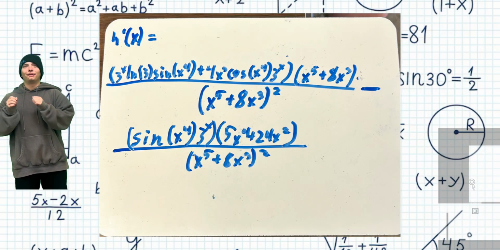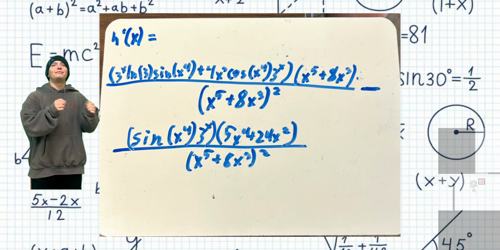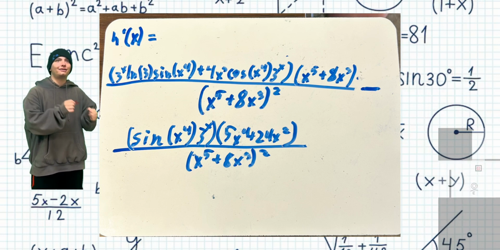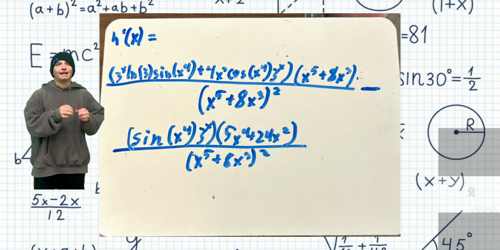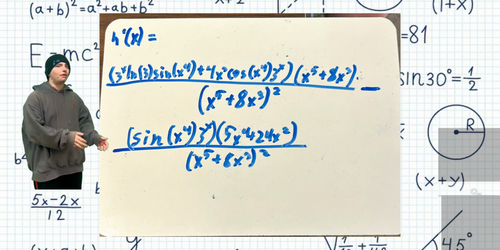Minus sine x to the power of 4 times 3 to the power of x times 5x to the power of 4 plus 24x to the power of 2. This is all divided by x to the power of 5 plus 8x to the power of 3, all to the power of 2.